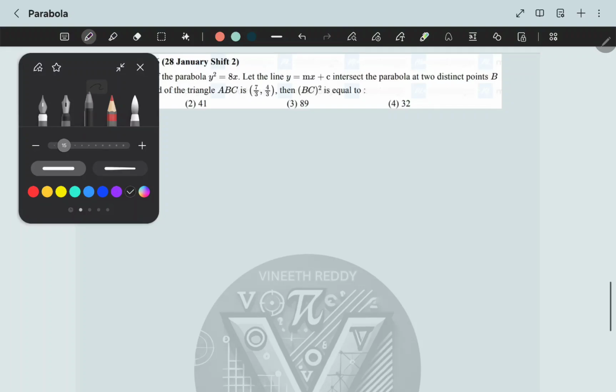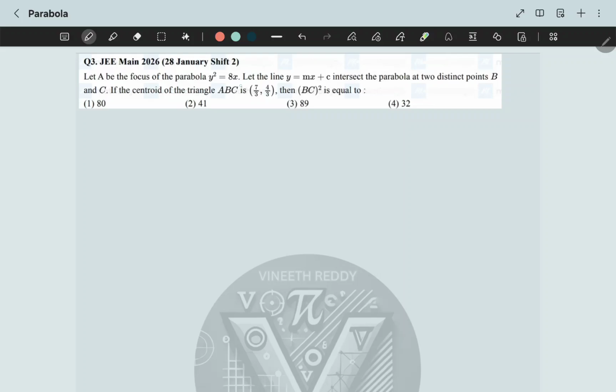Next question says, let A be the focus of the parabola. Okay, so the value of A will be (2, 0) because 4a is equal to 8, so a is 2.